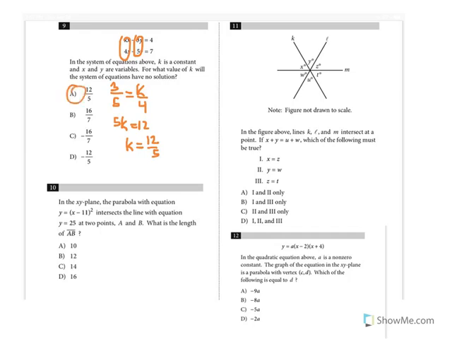In the xy plane, the parabola with the equation y equals x minus 11 squared intersects the line with the equation y equals 25 at 2 points A and B. What is the length of line segment AB? Okay, let's get an xy plane drawn in here. And understanding that since we're talking about a parabola, it's going to be something, let's just draw it in here like that right there.